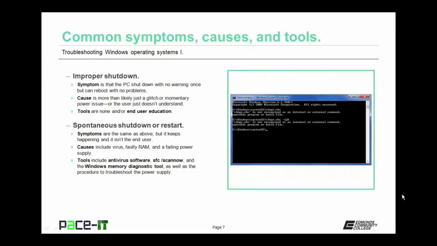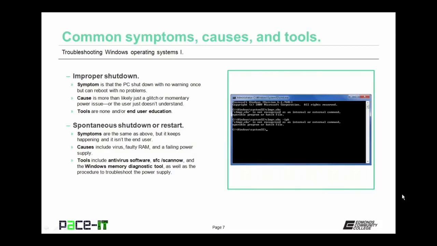Now let's talk about improper shutdown. The symptom is that the PC shut down with no warning once, but can reboot with no problem. The cause is more than likely just a glitch or a momentary power issue, or your end user just doesn't understand the importance of proper shutdown. Your tools? Well, if it's a glitch, there are none. And if it's the end user, well, end user education usually solves that problem.